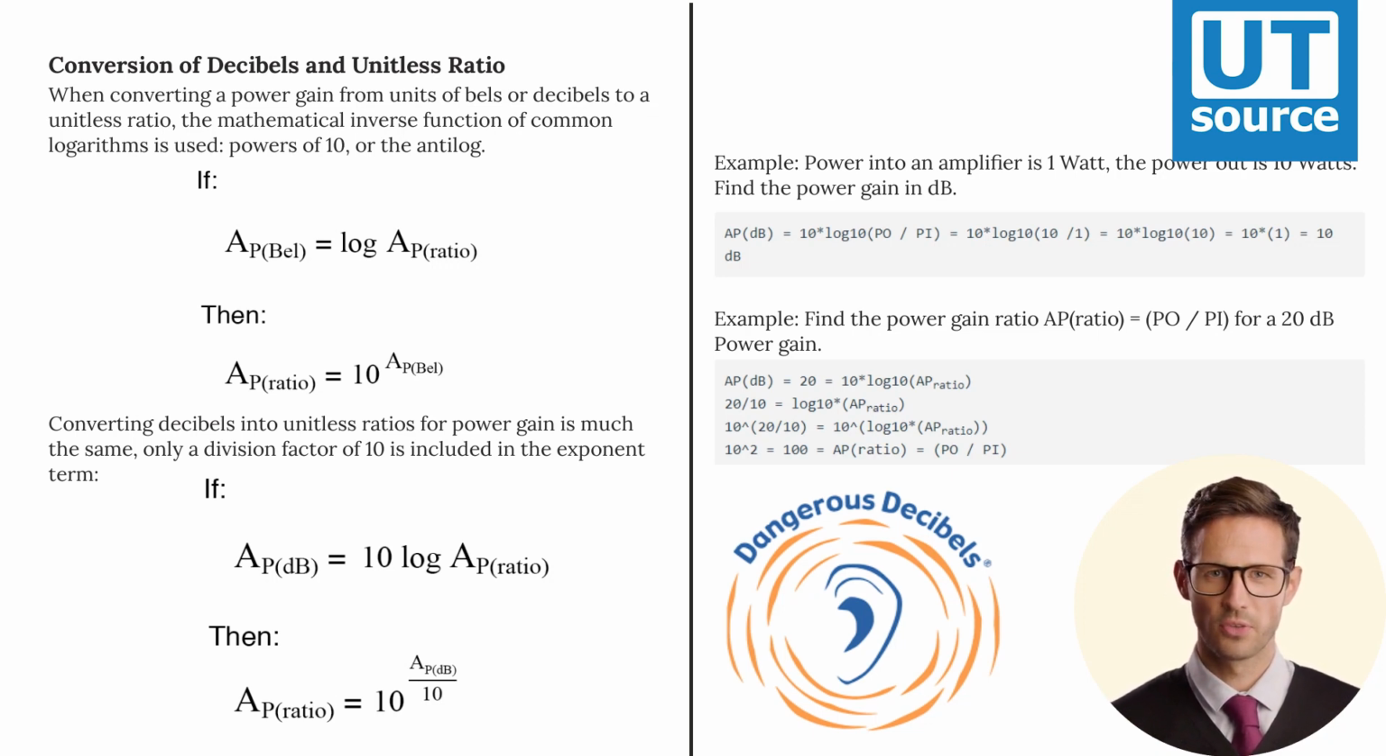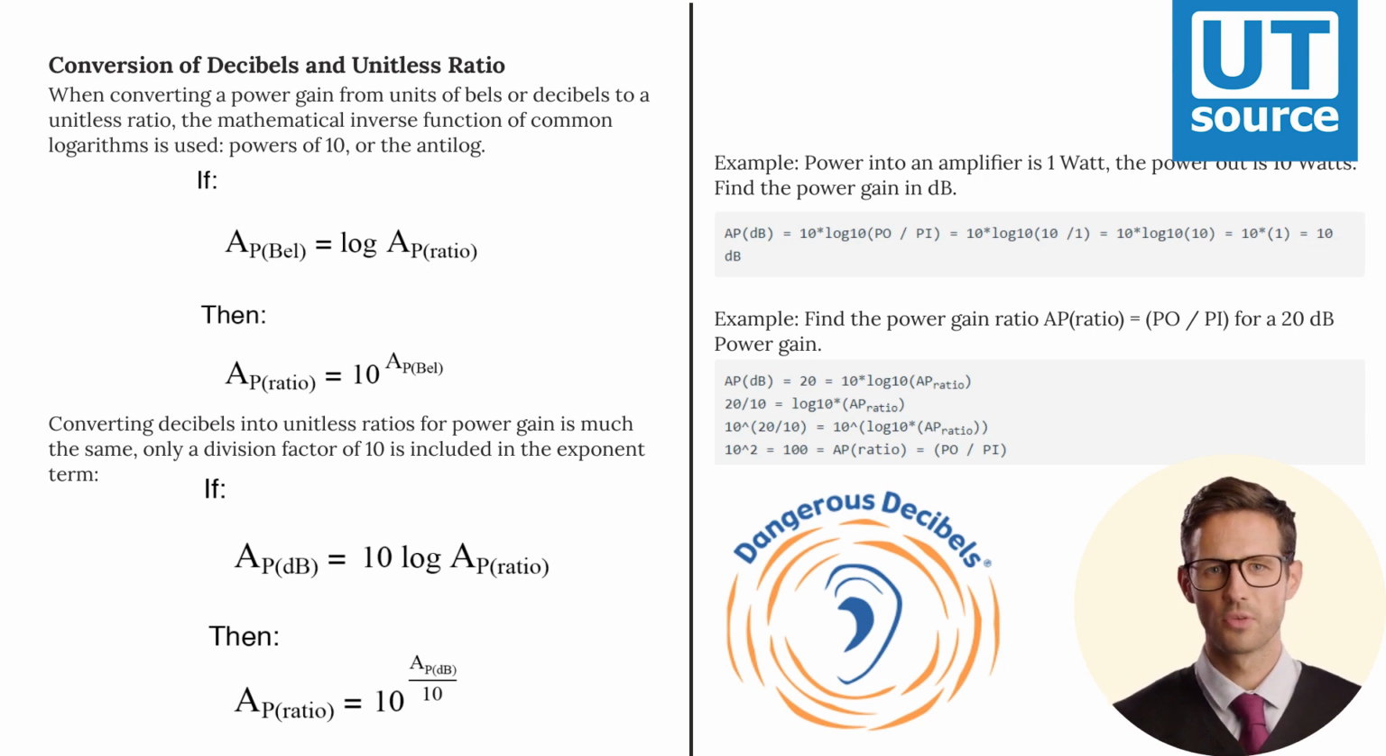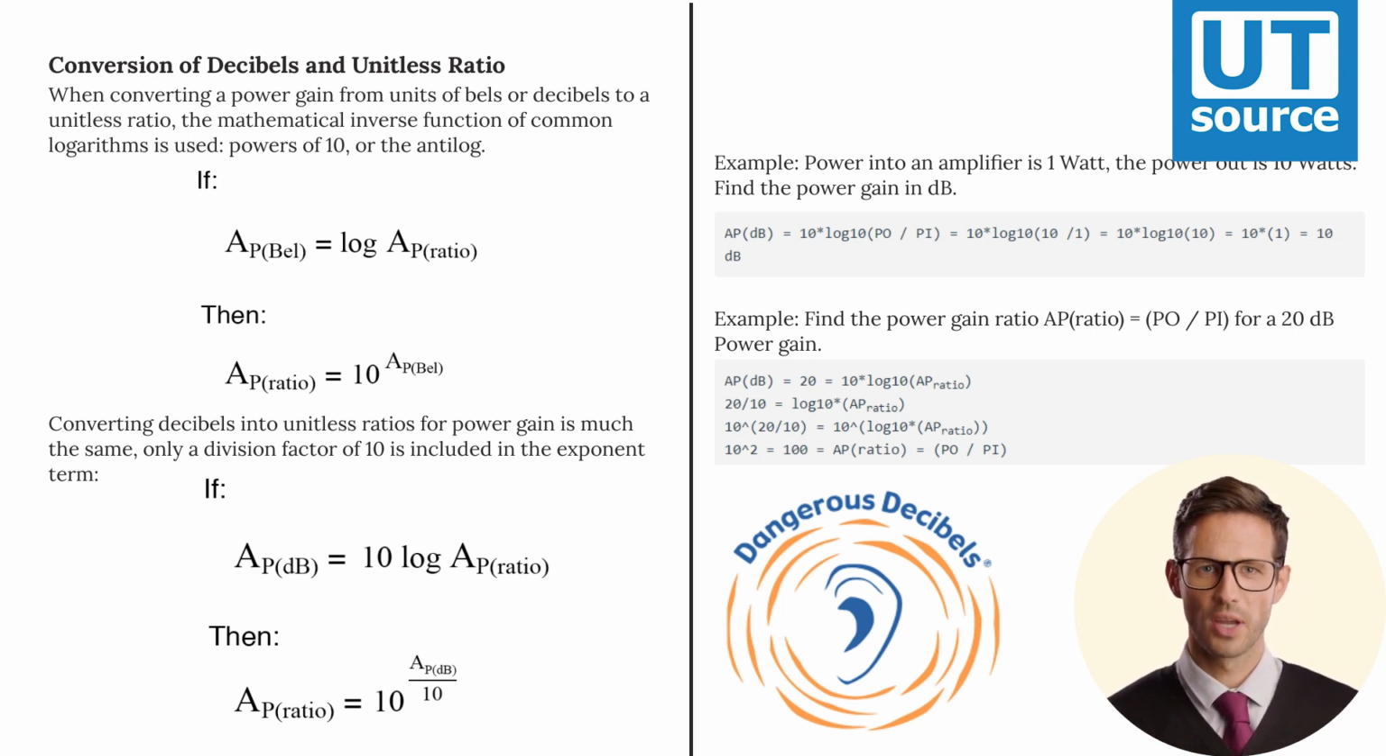Converting decibels into unitless ratios for power gain is much the same, only a division factor of 10 is included in the exponent term. Example: power into an amplifier is 1 watt, the power out is 10 watts. Find the power gain in dB. Example: find the power gain ratio, where ratio equals PO/PI, for a 20 decibel power gain.